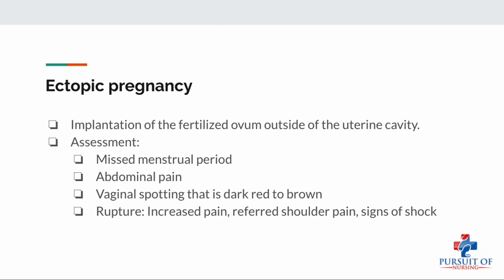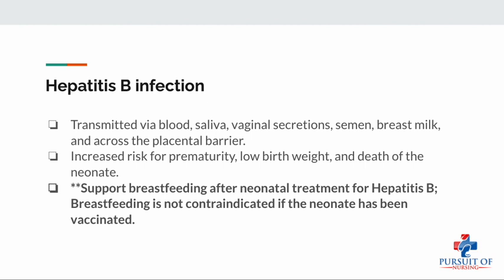So in a patient diagnosed with an ectopic pregnancy, methotrexate may be given to help inhibit cell division in the developing embryo to keep it from getting any larger. And then also the Rh immunoglobulin is always going to be prescribed for Rh negative mothers.